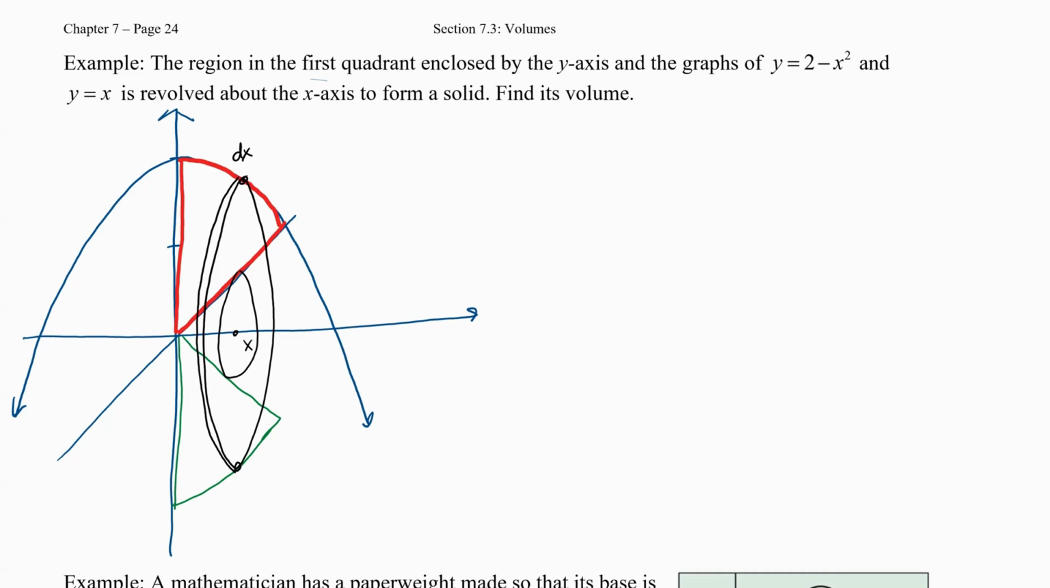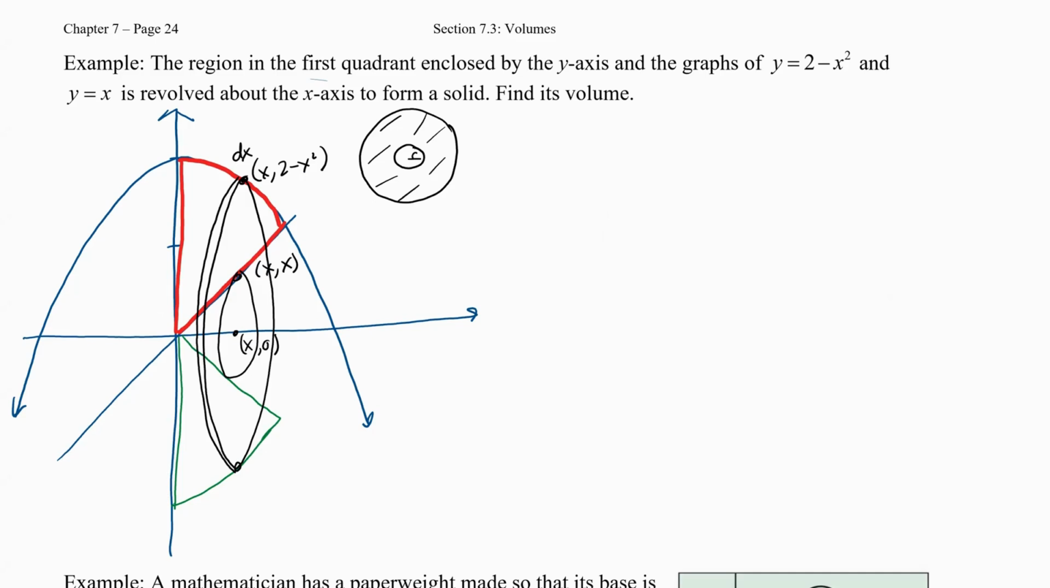Now, for an arbitrary x, the center of rotation is x comma 0. And this point here is x comma x, and this point here is x comma 2 minus x squared, the y values. Why do I want to do that? Because what we have is a cross-section which looks like a circle with a circle taken out of the middle of it. And we only want the circle that's on the outside. So how do we do that?